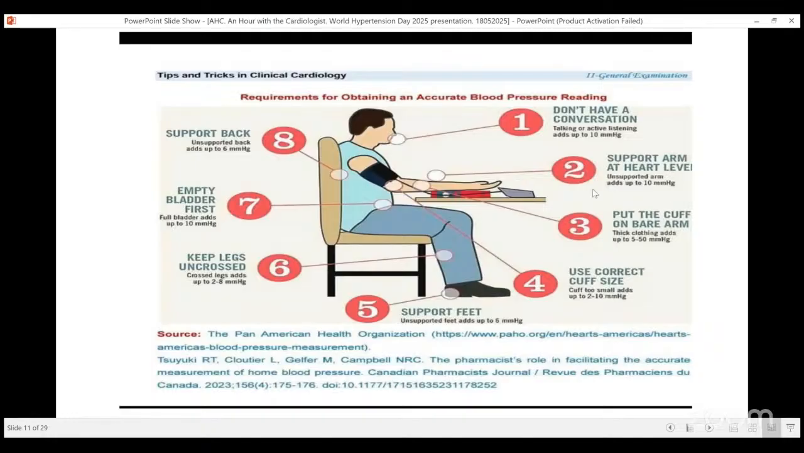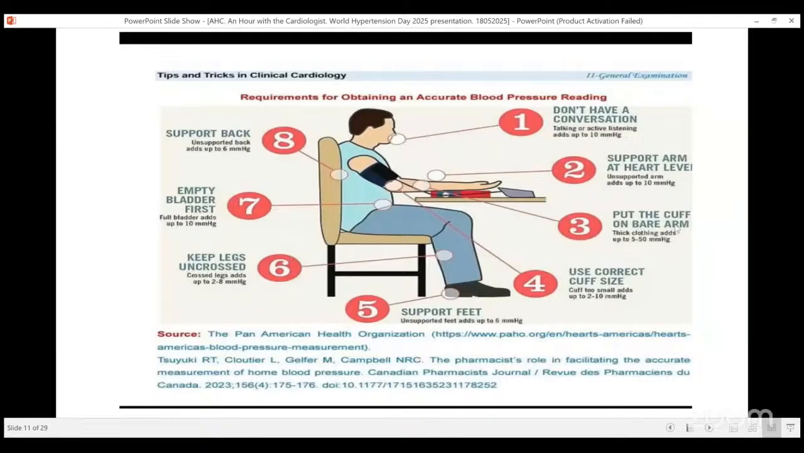Number two, support your arm at heart level. Very, very important, because an unsupported arm can add up to 10 millimeter mercury to your blood pressure. So don't let it just hang down. No, support it. You can put it on a table just the way this man has done. Put it on a table and let it be well supported.